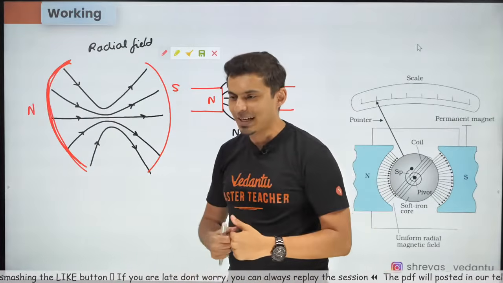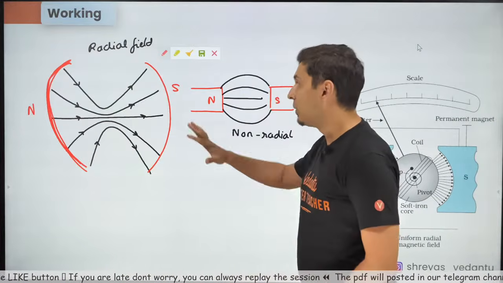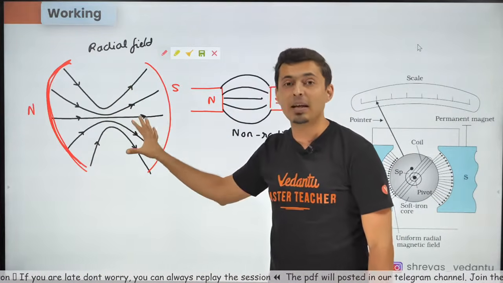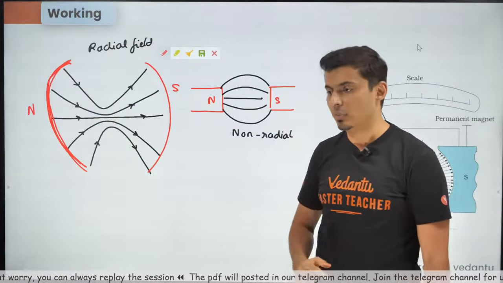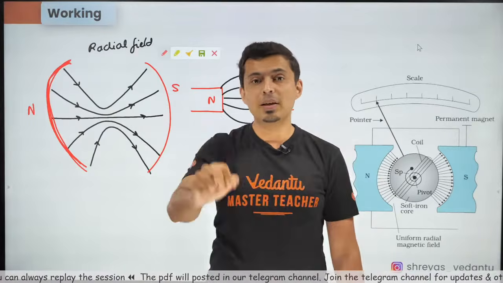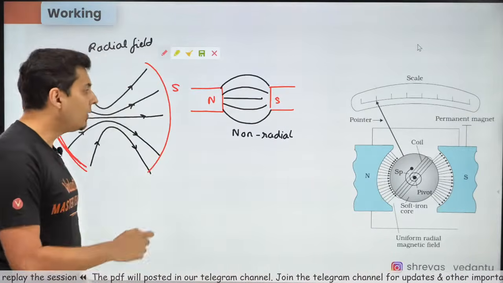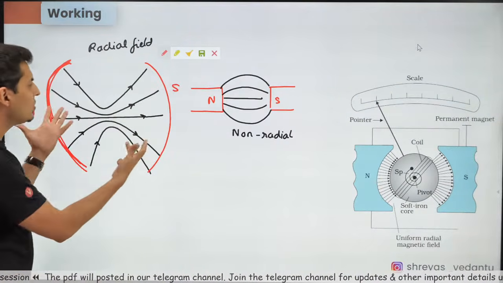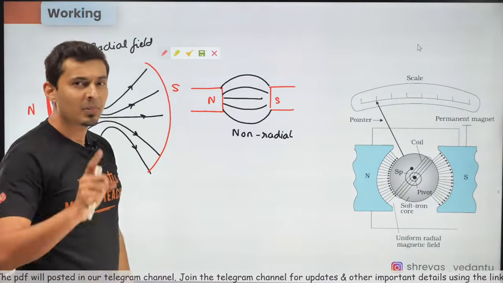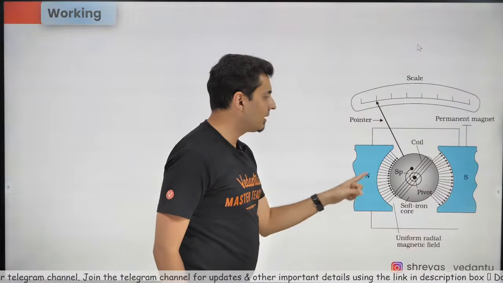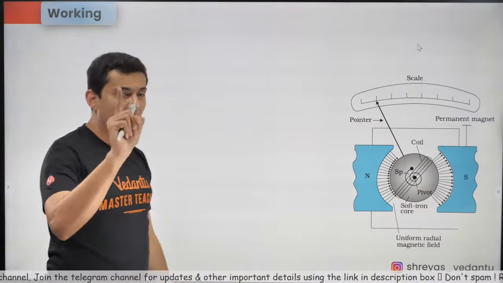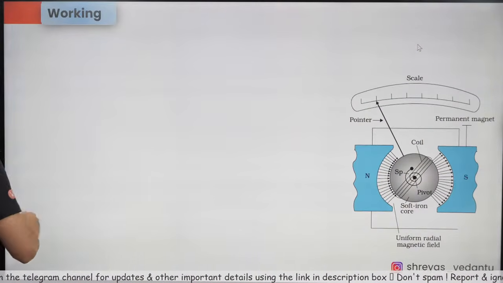Okay, clear, my warriors? So this radial field is very important for the construction of a galvanometer. Without a radial field, you will not get a galvanometer. So what is the use of a radial field, one might think? Let me get to that point. Okay, so we have a cylindrical magnet. There is a radial field over here, and now let's see what exactly is happening.